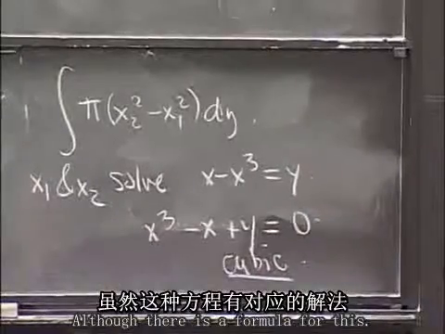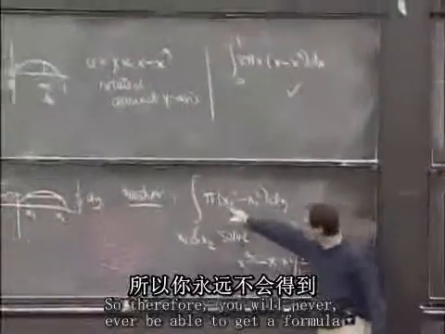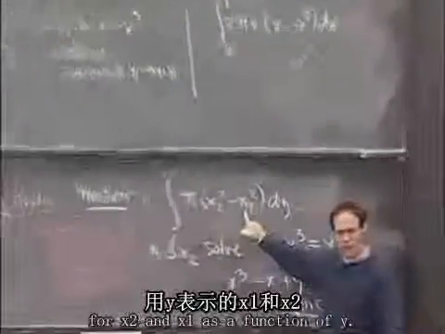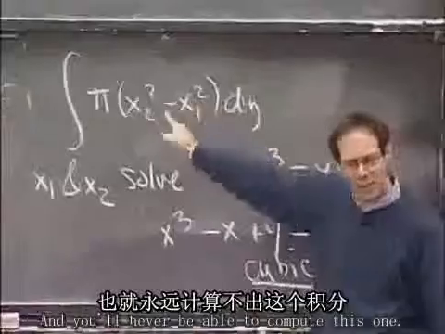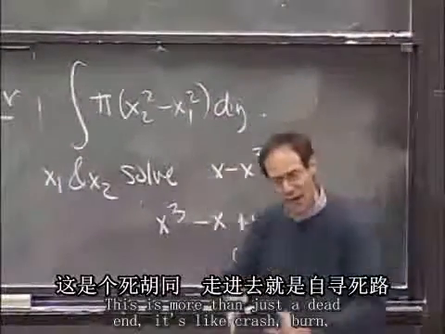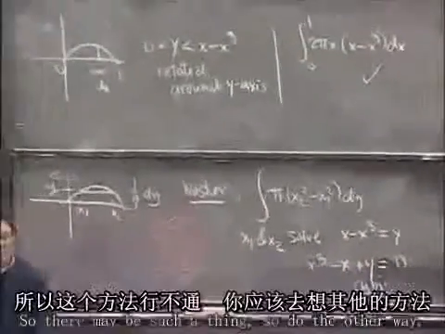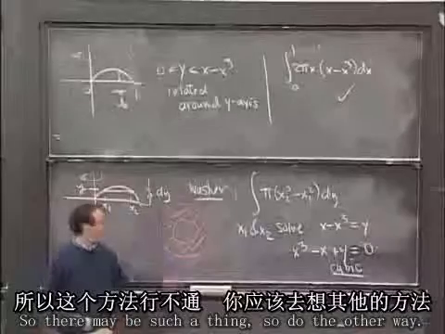Although there is a formula for this, you've never been taught the formula for this equation. So therefore, you will never, ever be able to get a formula for x2 and x1 as a function of y, and you'll never be able to compute this one. This is more than just a dead end. It's like crash, burn, and self-destruct. So do the other way.